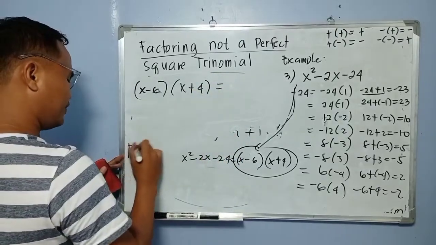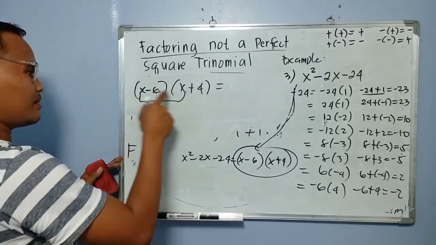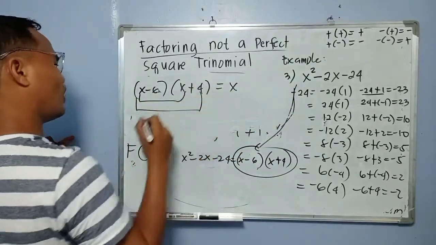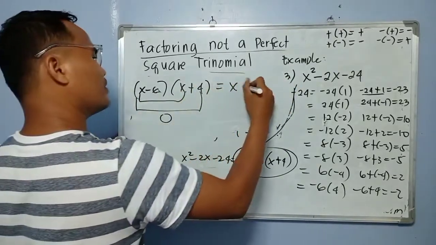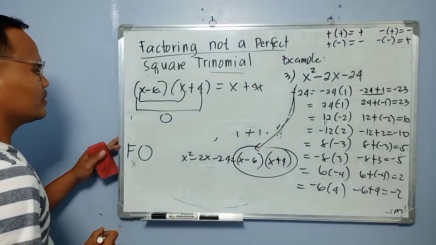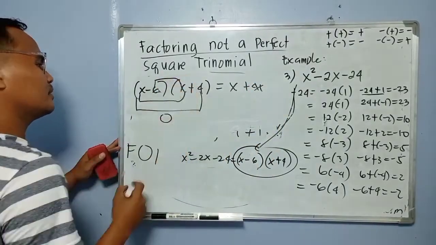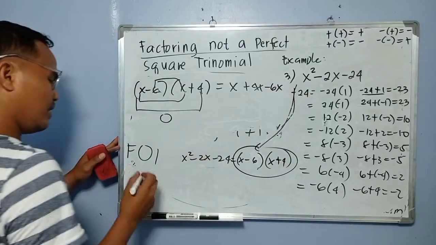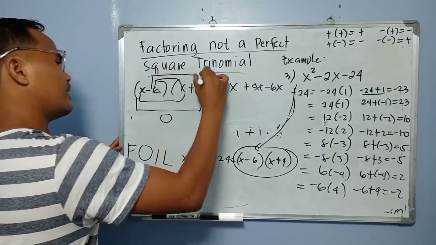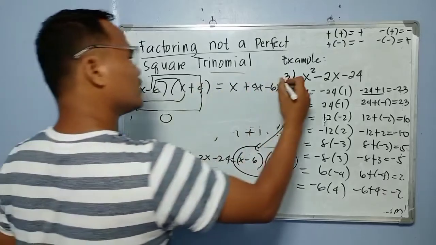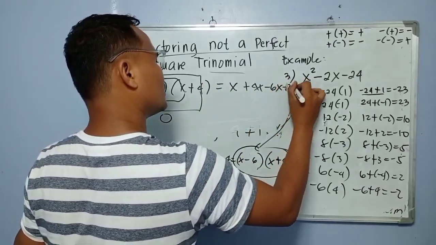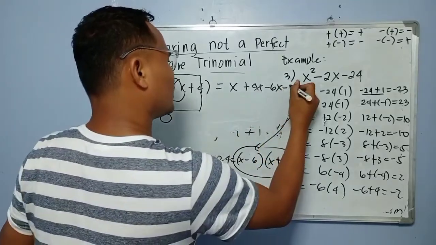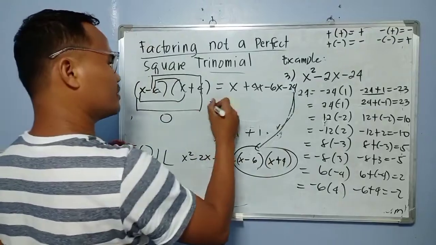F, first term times the first term: x times x, x squared. O, outer term: x times 4, that is positive 4x. Then I, the inner term: negative 6 times x is negative 6x. Then L, the last term: negative 6 times 4 is negative 24.